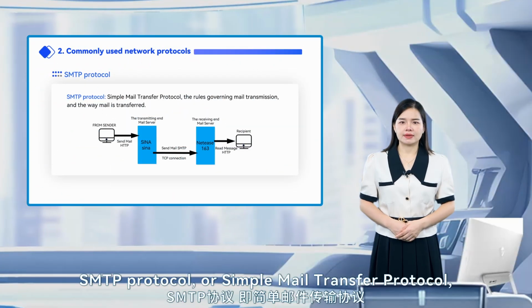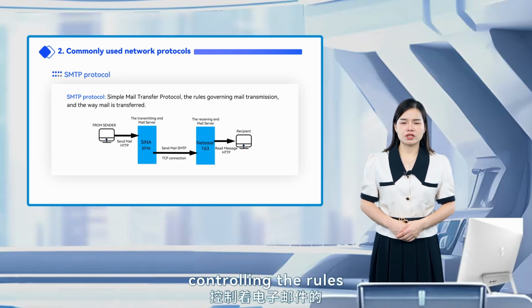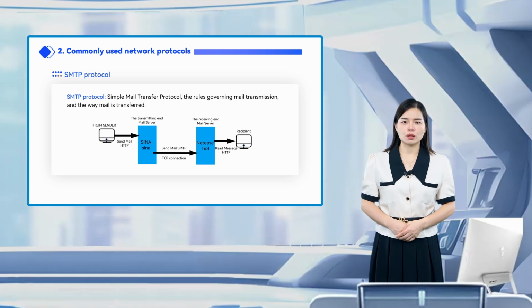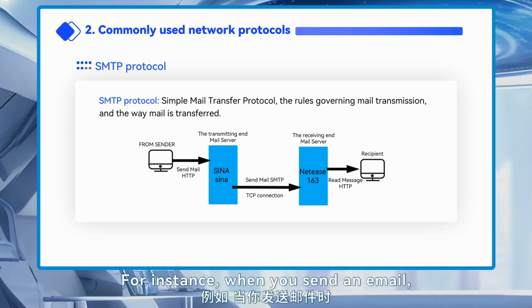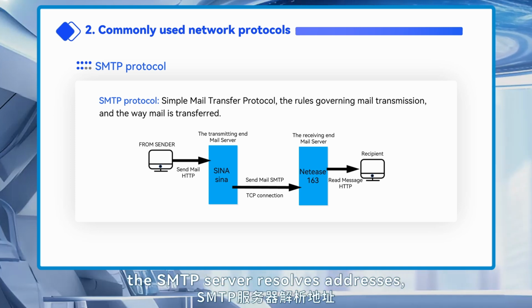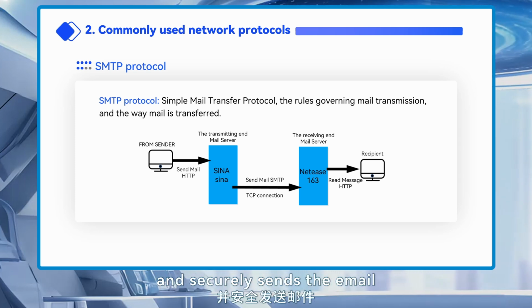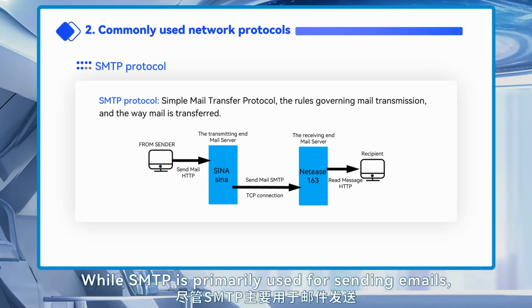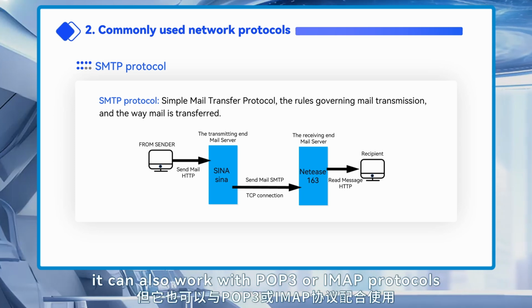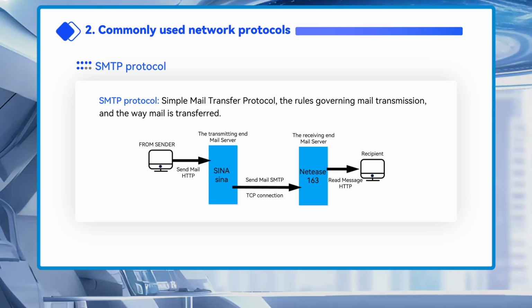SMTP protocol, or Simple Mail Transfer Protocol, is central to the email system, controlling the rules for sending and receiving emails. For instance, when you send an email, the SMTP server resolves addresses, locates the recipient's server via DNS, and securely sends the email to ensure accurate delivery. While SMTP is primarily used for sending emails, it can also work with POP3 or IMAP protocols to support email reception and downloading to users' local devices.